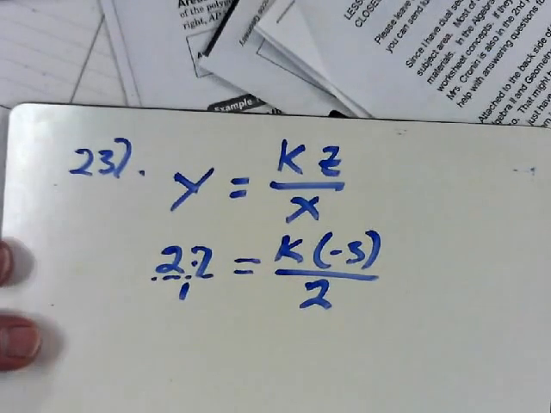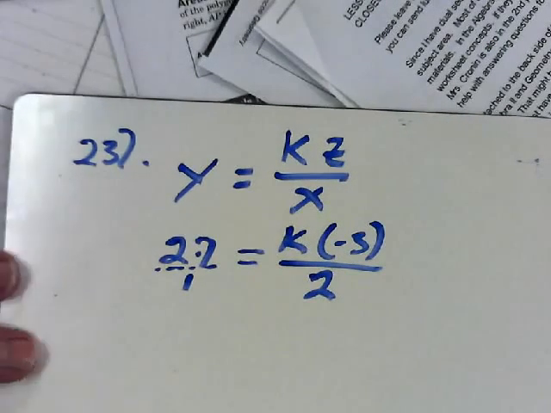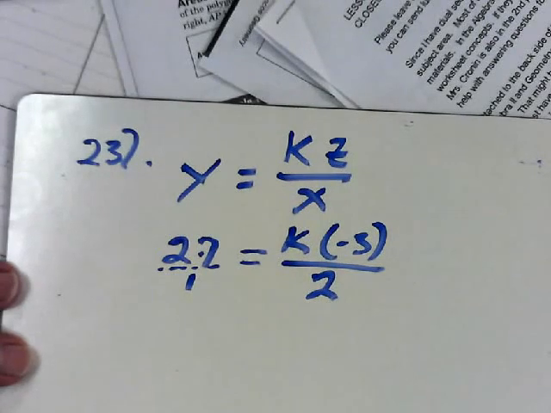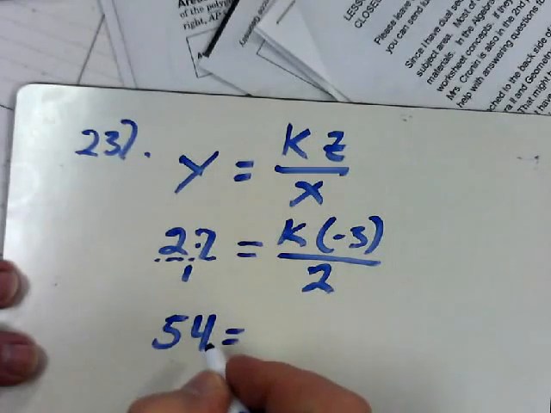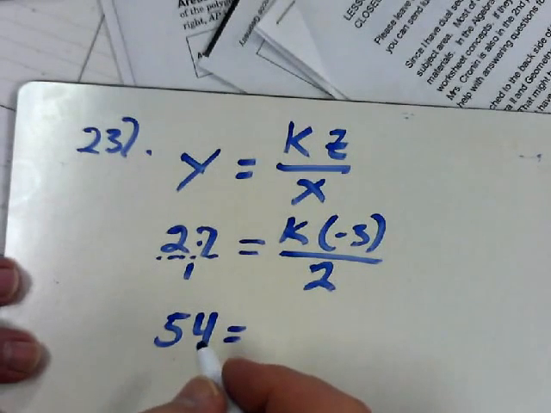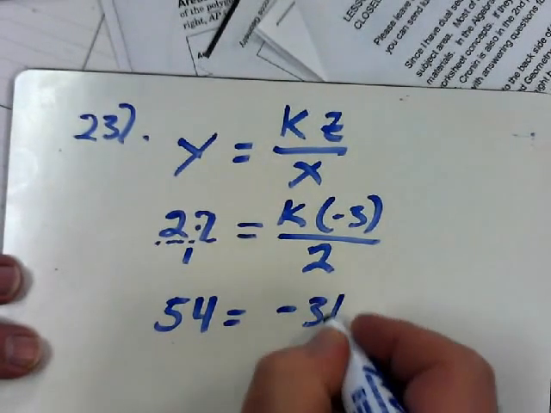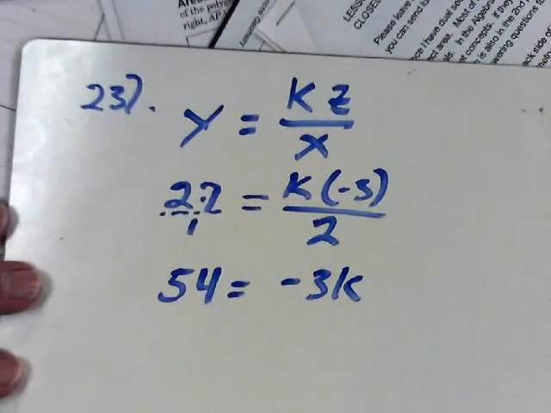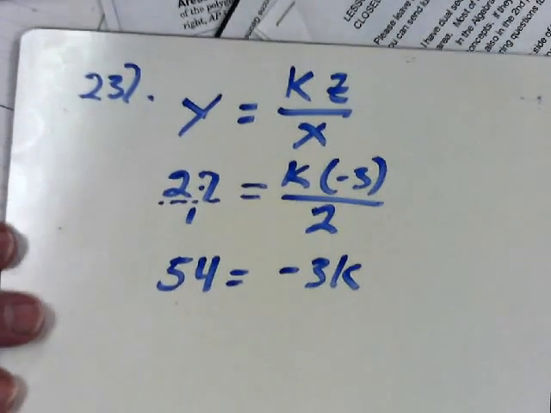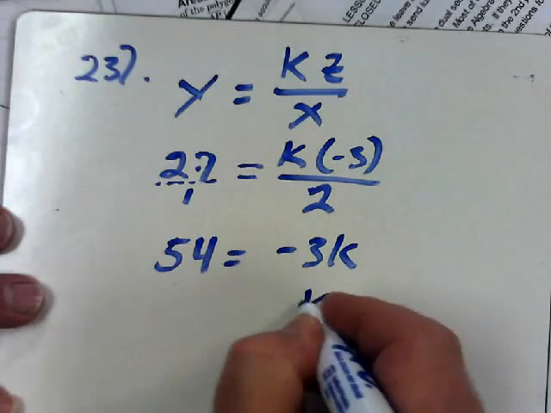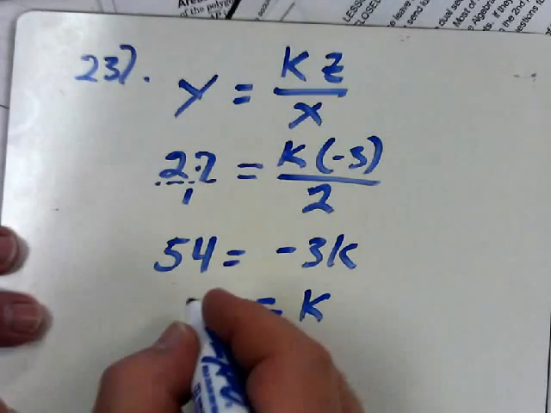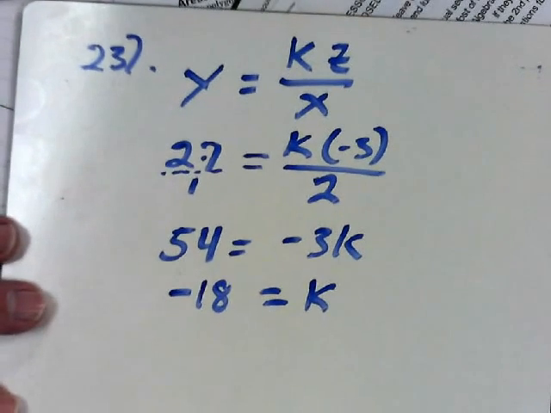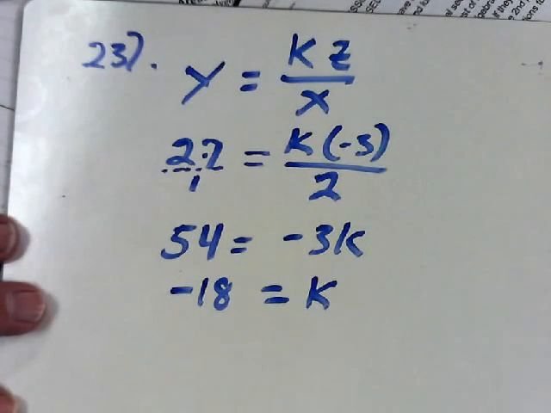Anybody have any idea what 27 times 2 is? 54. I knew that. I did mental math. Yay! So 54 equals negative 3k, so I have to divide both sides by negative 3. That's negative 18. K is negative 18.